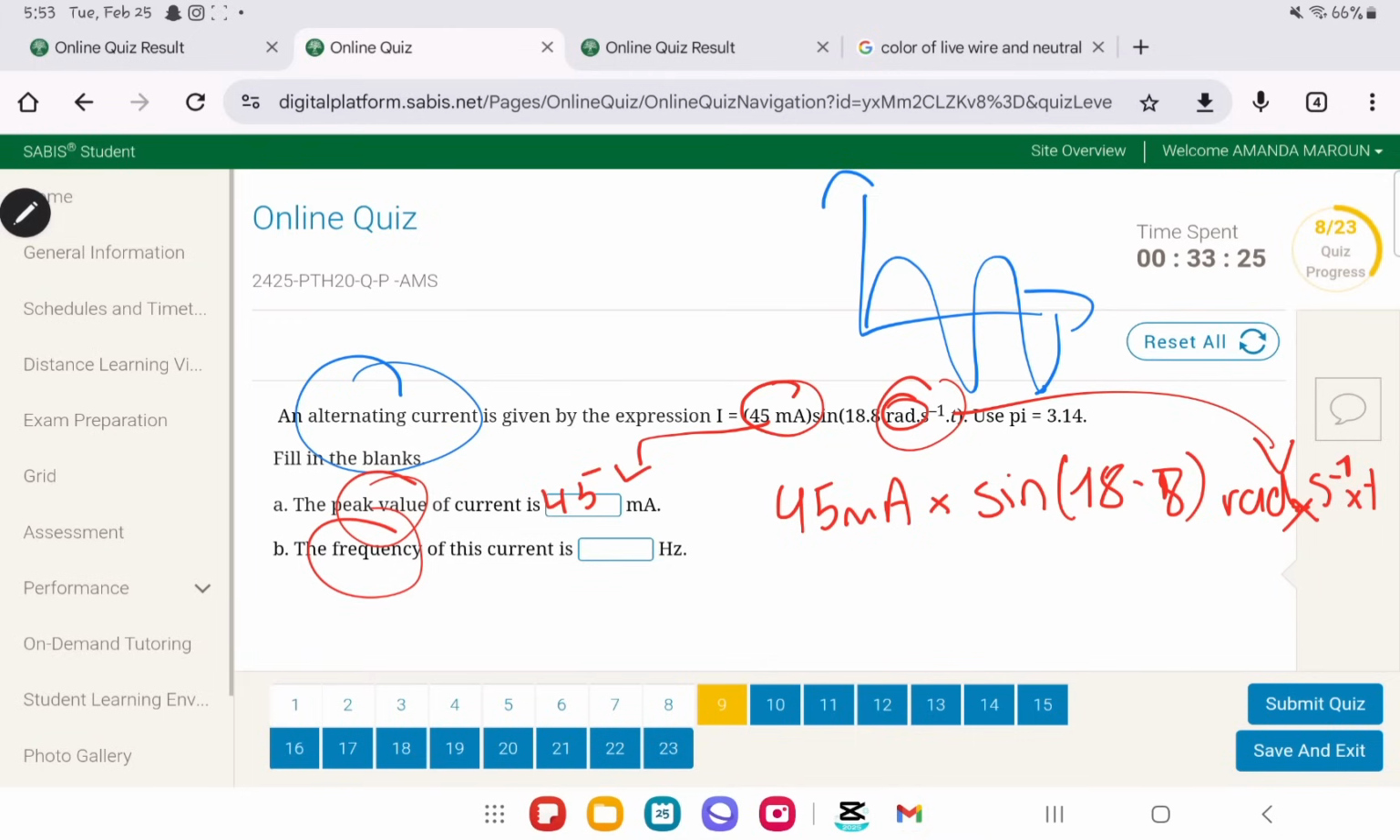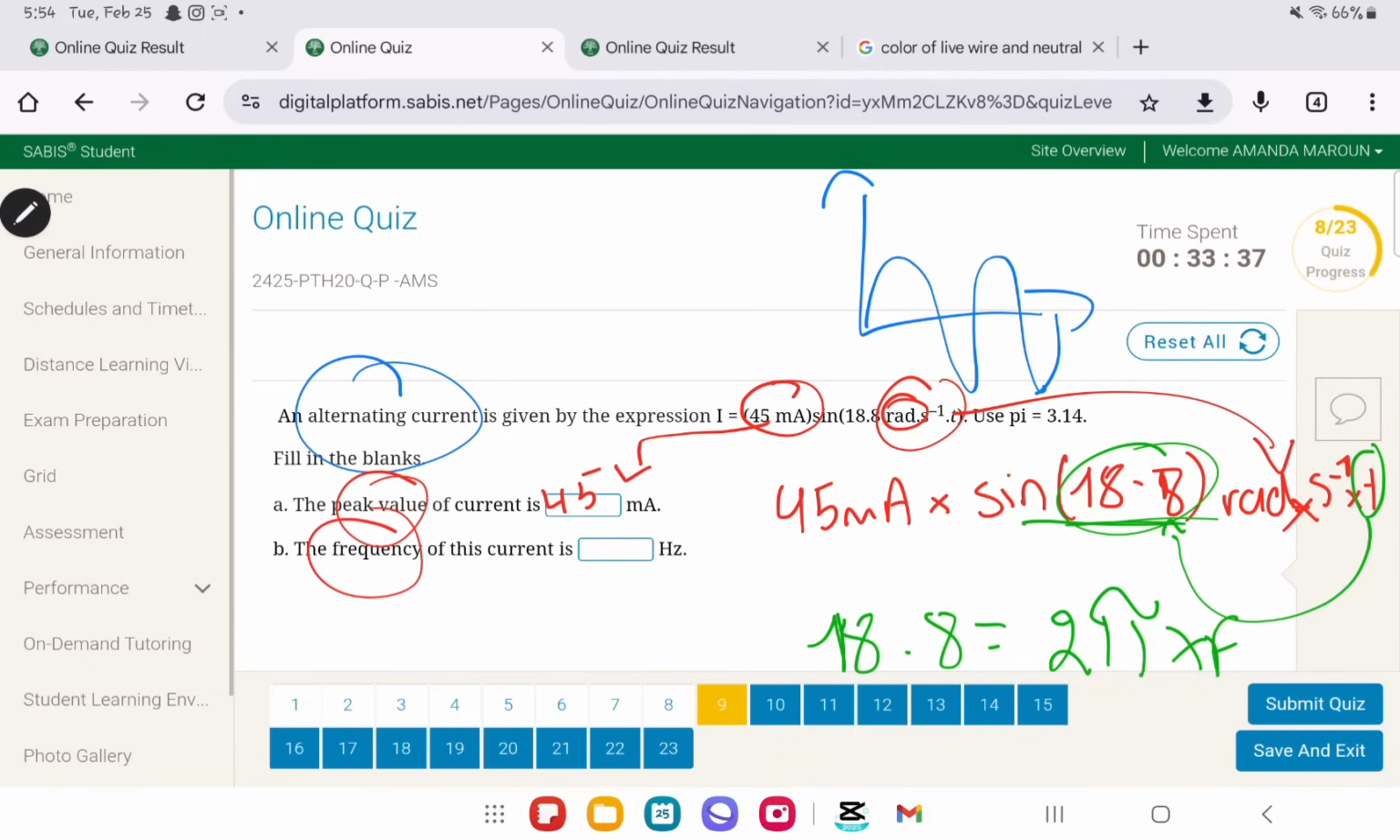Now here this is something important. Anytime you see something multiplied by the time, this number inside the sine, which is 18.8, is going to be equal to 2 times pi times the frequency f. So to find the value of the frequency f, first of all, you're going to use pi as 3.14. So to find the value of the frequency f, it is 18.8 over 2 times 3.14 is equal to f. Put it on the calculator.